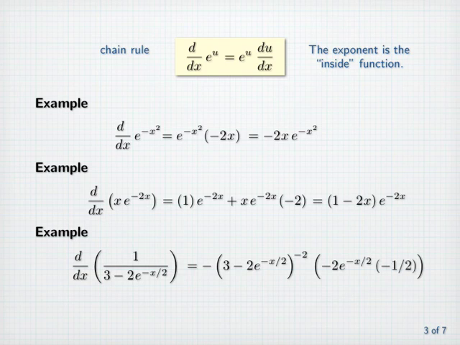So now let's simplify. We'll have minus a fraction whose denominator is 3 minus 2 e to the minus x over 2, quantity squared, and whose numerator is equal to e to the minus x over 2.